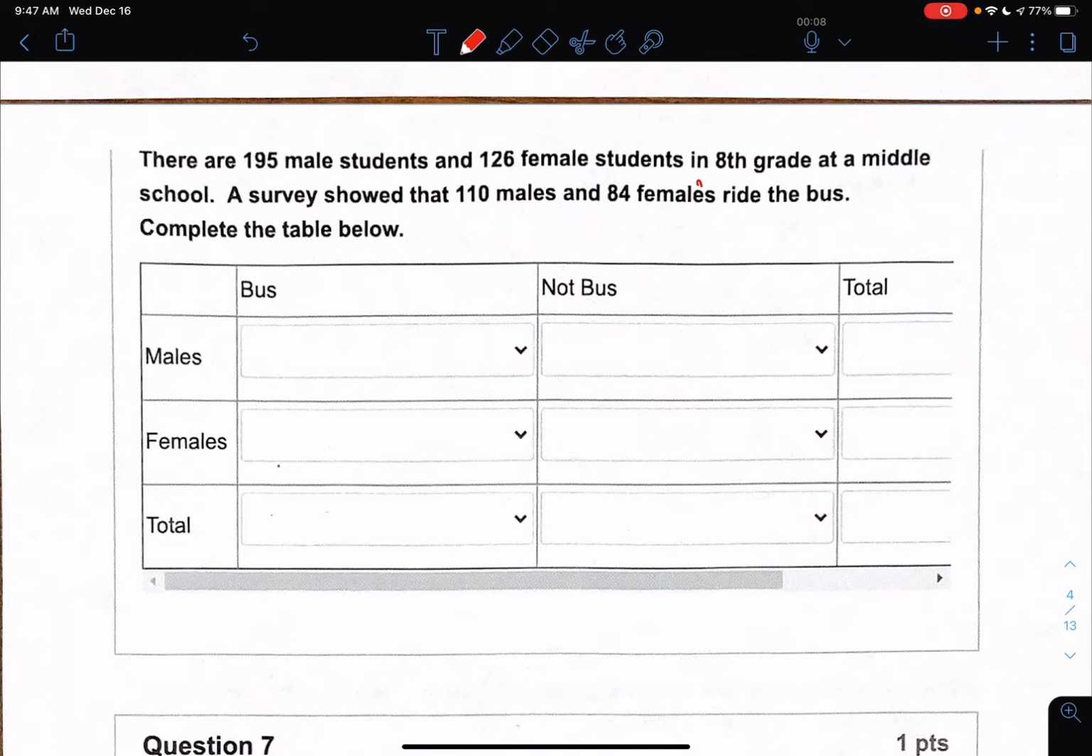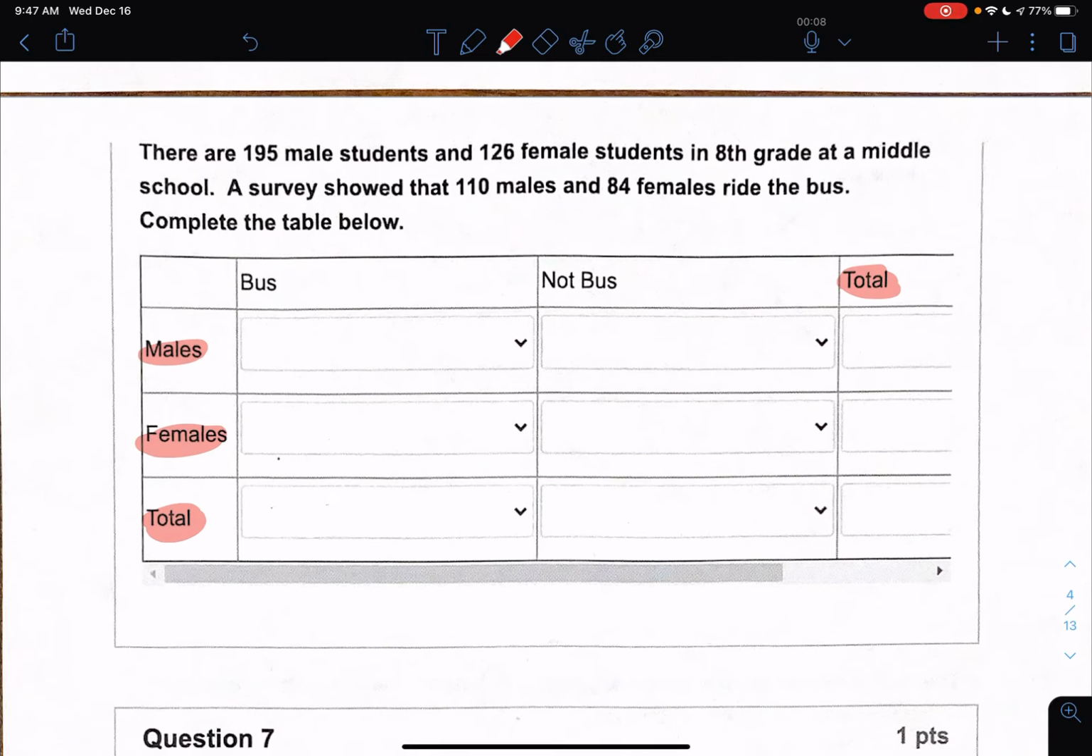Complete the table below. Now, when we are looking at this table, we want to make sure that we are looking at the categories correctly, because we don't want to fill in information that is not correct within the categories, okay? So looking at this, we have bus, we have not bus, and we also have a total, which is the total amount of either males or females, depending on what way you are looking at it, okay? Now, when we're looking at this total right here, we are looking at the total of males because we're going through our rows. We have males total and females total.